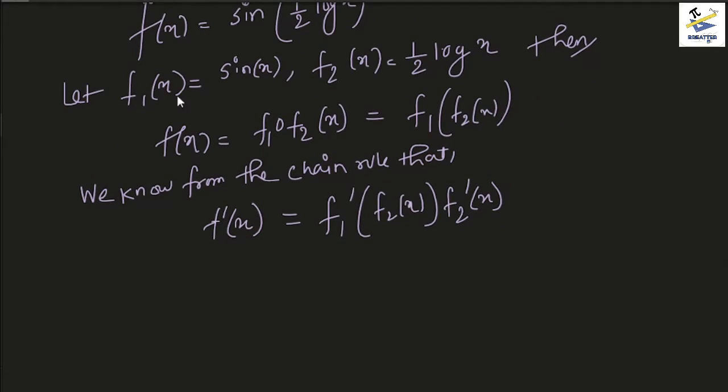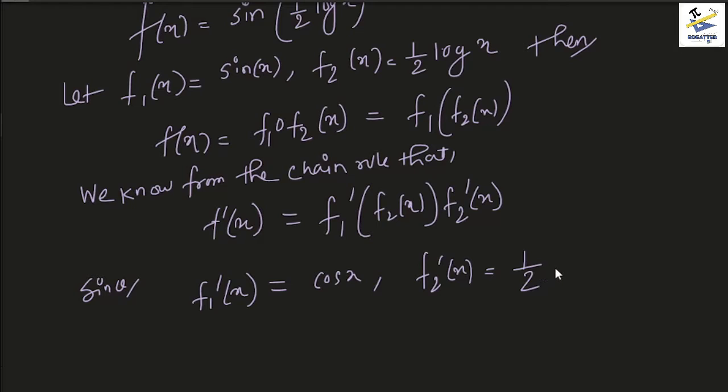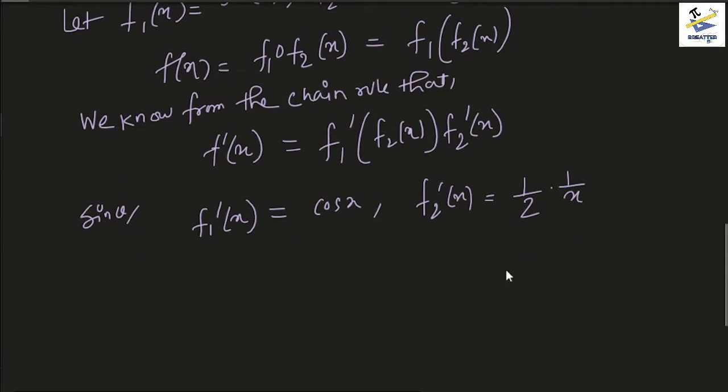So we need to find the derivative of f1 and f2 first, which are basically the standard derivatives. Since f1 of x's derivative is just cos of x, and f2 of x's derivative is just half, which will remain as it is because it's a constant, and the derivative of log of x evaluates to 1 by x.